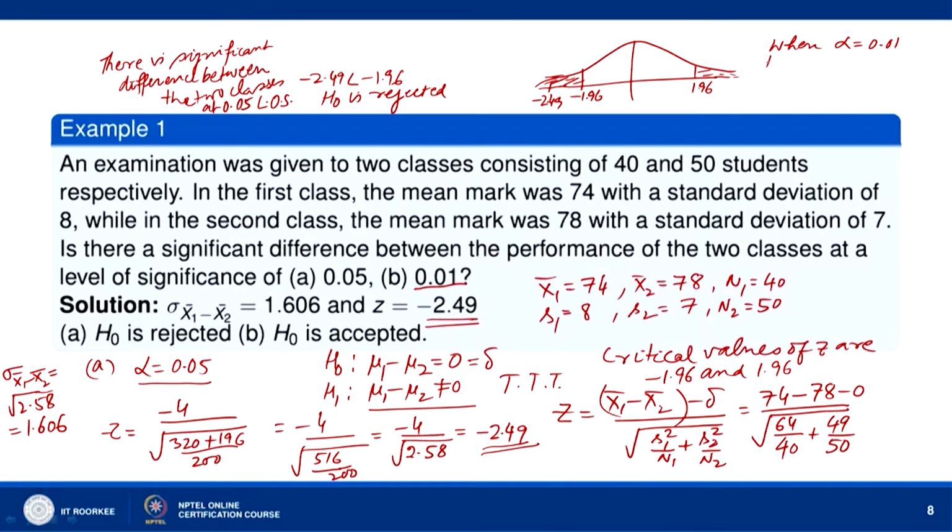Here, minus z alpha by 2 is minus 2.58 and z alpha by 2 is 2.58. The value of z which we have calculated is minus 2.49. Since minus 2.49 is greater than minus 2.58, H naught is accepted.